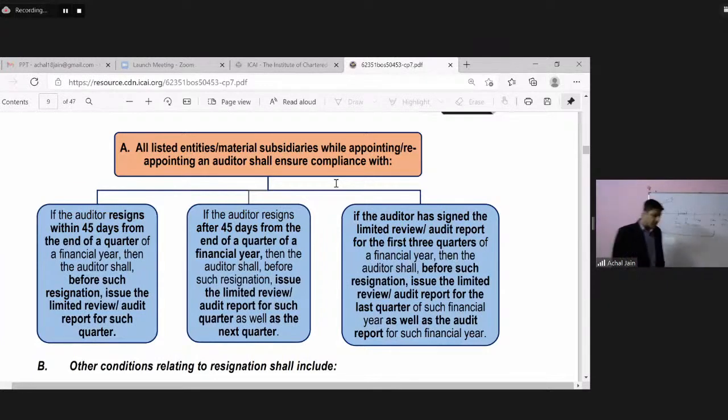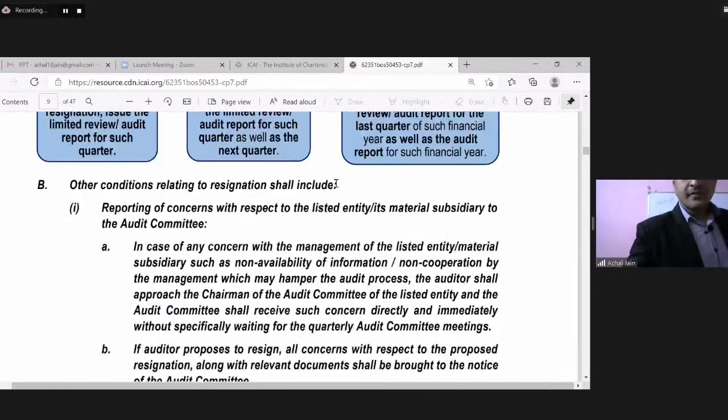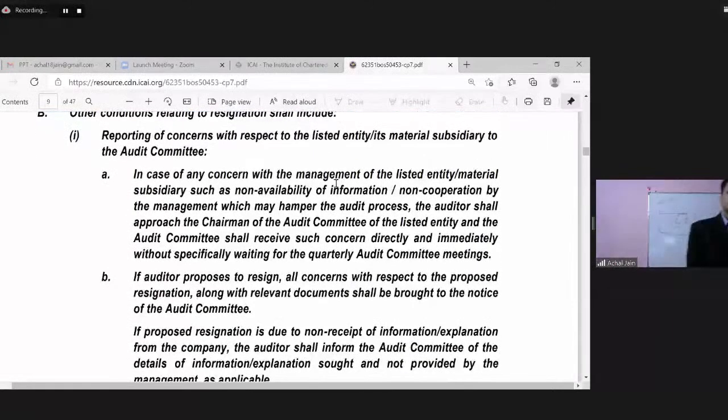So there are some other conditions in relation to resignation. Let's understand those conditions also one by one. First, reporting of the concerns with respect to the listed company or its material subsidiary to the audit committee.